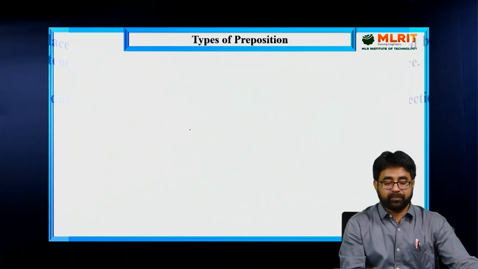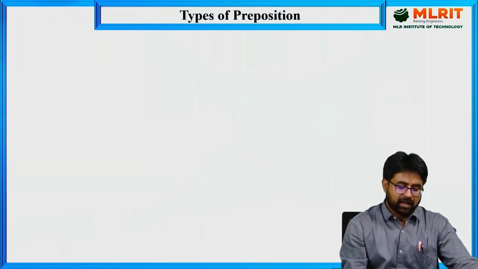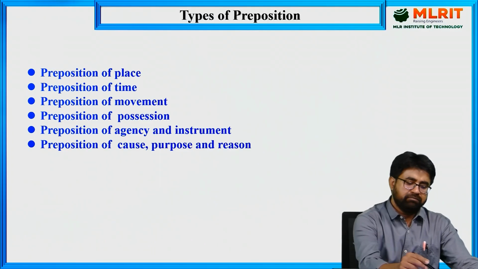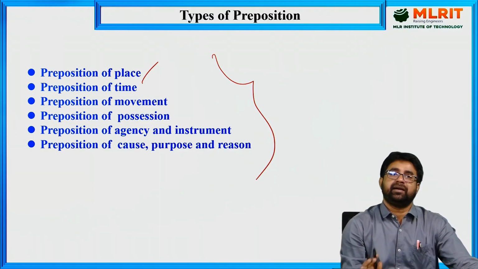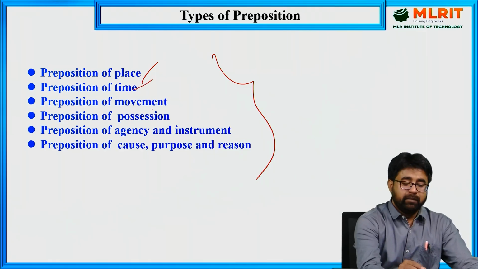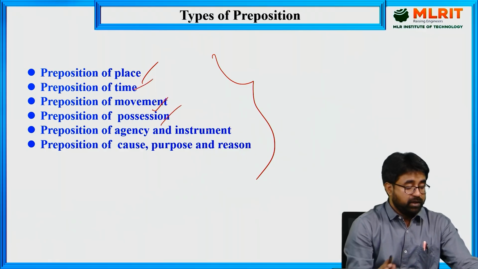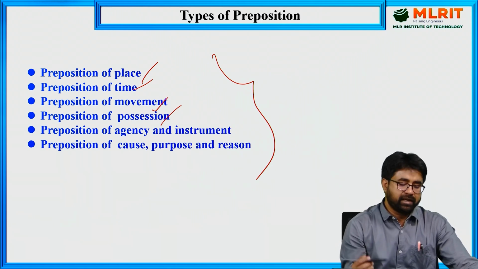Okay, now let's see the types of preposition. How many types of prepositions are there? Now you can see these are broadly the types of preposition. We are talking about the functional types of preposition, right? So preposition of place, preposition of time, preposition of movement, and position. We'll go and look into each of these types of preposition in a little more detail.